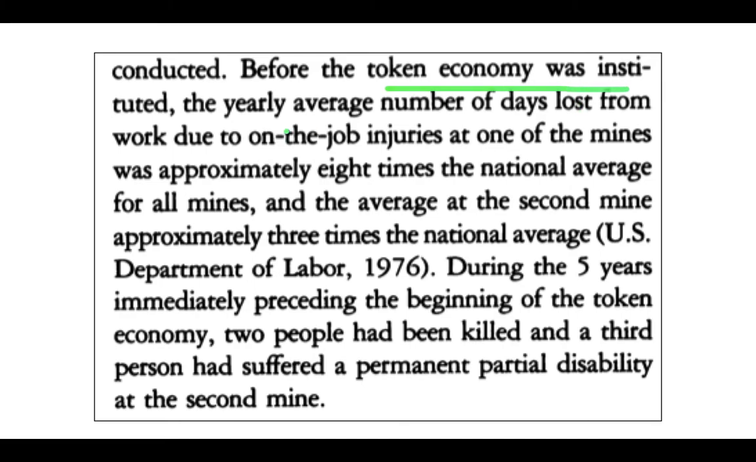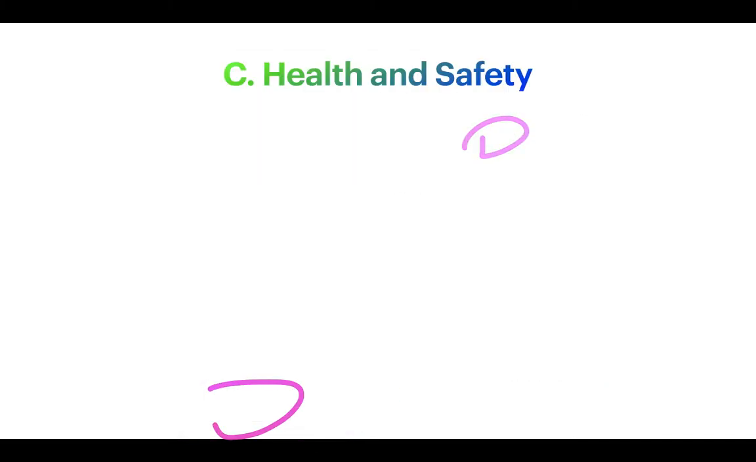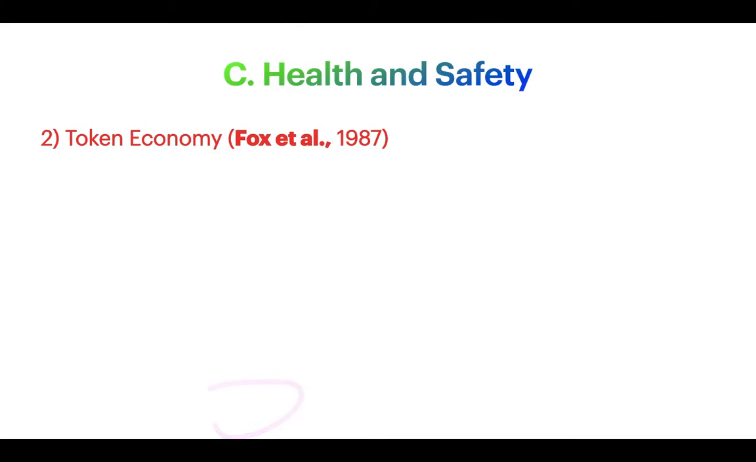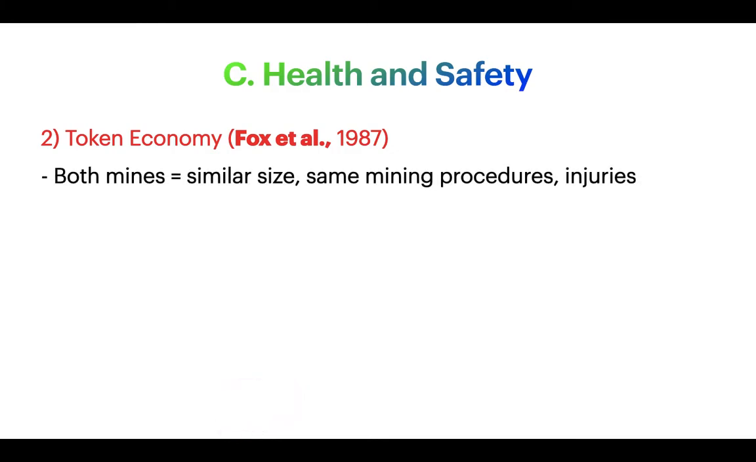Before the token economy was instituted, the yearly average number of days lost from worker injuries on the job at one of the mines, so they don't say which one, they just say at one of the mines, was approximately 8 times the national average. During the 5 years immediately preceding the beginning of the token economy, 2 people had been killed and a 3rd person suffered partial disability at the second mine. So they don't say which one it is, they just say at one of the mines and at the second mine. So we don't know for sure. Probably to prevent prejudice and judgmentalness. Is that a word? Yeah.